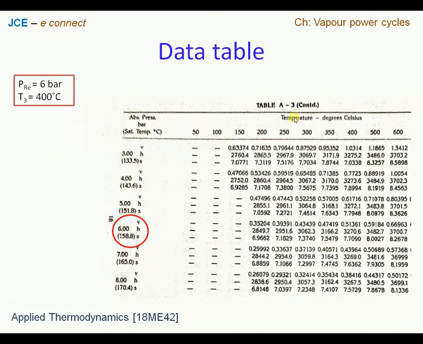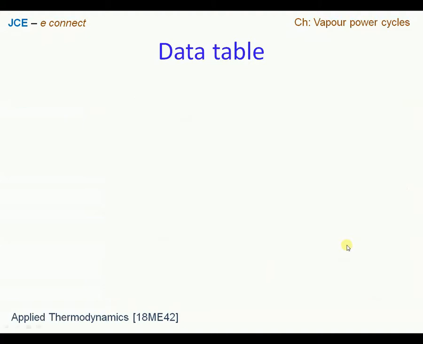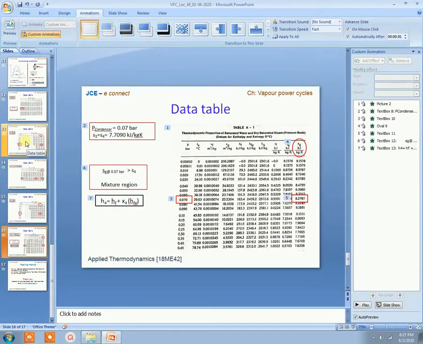Therefore we are now referring to the superheated table, that is table A3, page number 18. At 6 bar we are referring to 400 degrees Celsius. Along this column, when we come down to the required cell, we are looking for enthalpy and entropy. When we look along the horizontal line, we come across the enthalpy value at 400 degrees Celsius, that is 3270.6 kilojoule per kg. So this becomes our H3 value, and the corresponding entropy will be the S3 value. With this we have worked out our state 3.